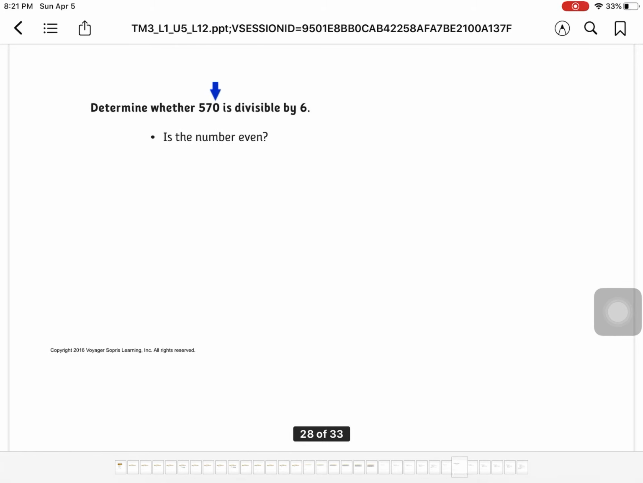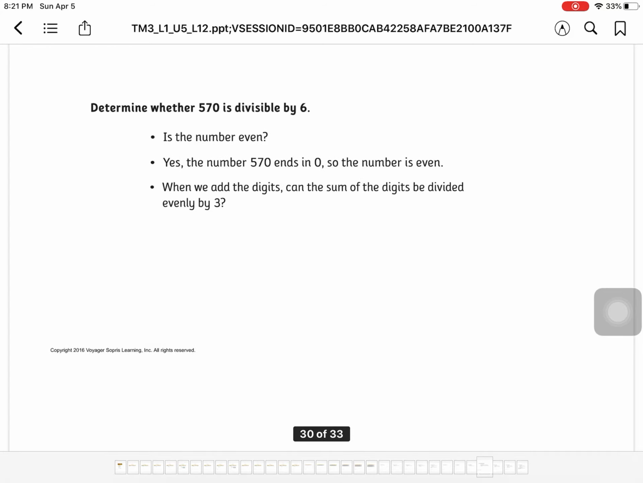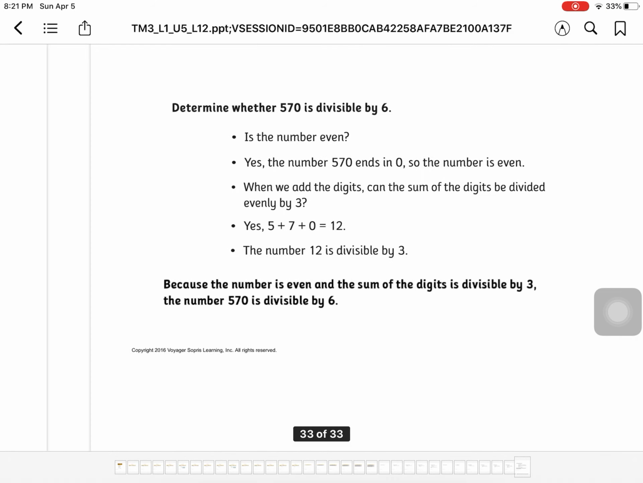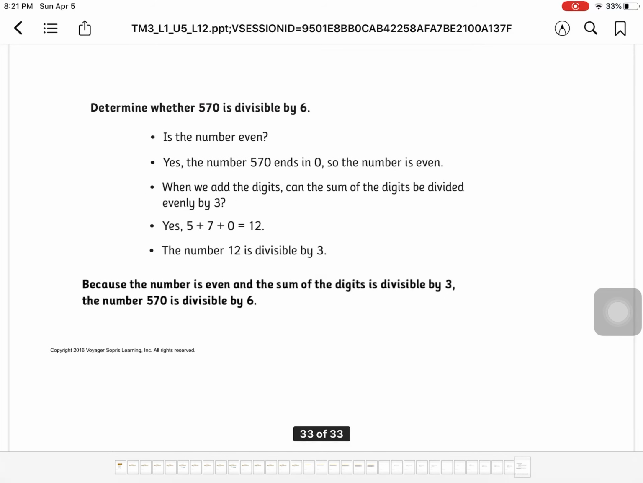Okay, so this is just going to walk us through that. 0 is even. Yep. So we knew that. And then we also knew that we added up the digits. We got a number that was divisible by 3. 12 was divisible by 3. So then we knew that 6 would go into 570.